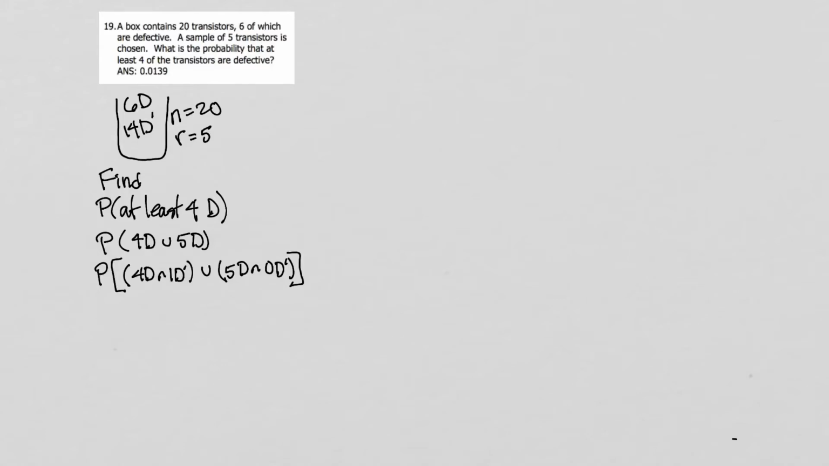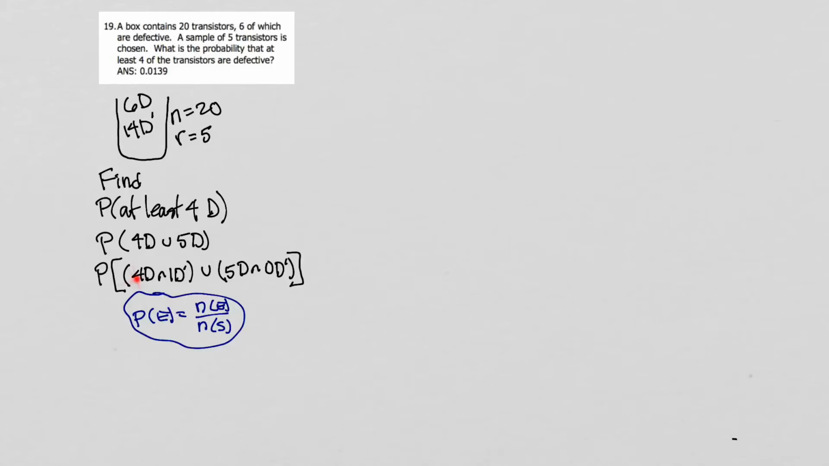Now, this is a probability problem, and what we're doing is in this box of 20, we're reaching in and getting 5. Any group of 5 is just as likely as any other group of 5, so the sample space is equally likely. And so we're going to use this idea right here that the probability of some event is equal to the number of elements in that event divided by the number of elements in the sample space.